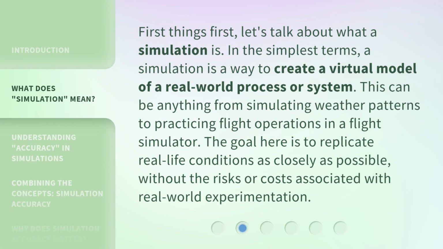First things first, let's talk about what a simulation is. In the simplest terms, a simulation is a way to create a virtual model of a real-world process or system. This can be anything from simulating weather patterns to practicing flight operations in a flight simulator. The goal here is to replicate real-life conditions as closely as possible, without the risks or costs associated with real-world experimentation.